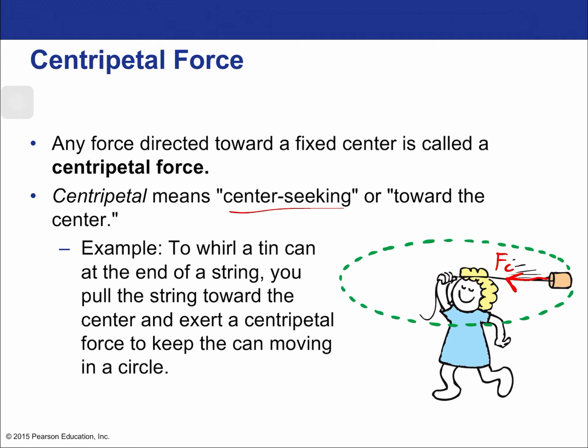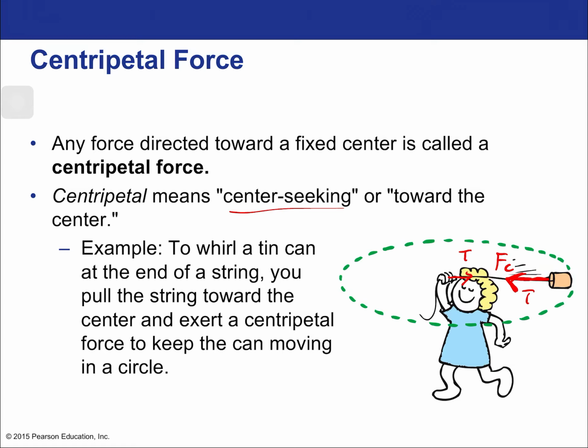Example, to whirl a tin can at the end of a string, you pull the string towards the center and exert a centripetal force to keep the can moving in a circle. Of course you do, right? You feel in your hand that you're having to pull on that string. So there's a tension here, all right? And then there's a tension here. The tension acting on the can is exactly equal in magnitude and opposite in direction to the tension on the string where the string comes in contact with the hand, okay?